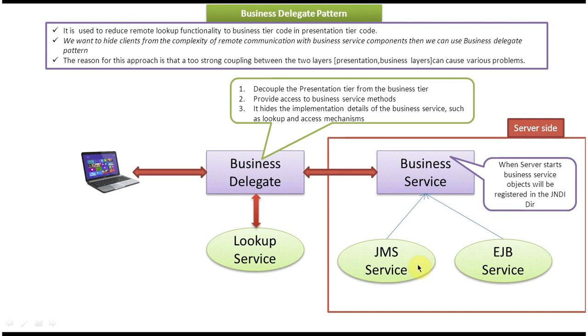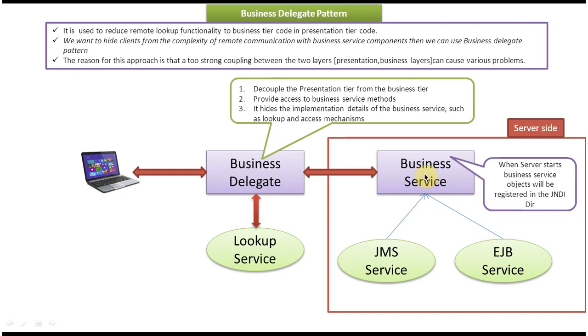And here on the left side you can see the client. The client can be a JSP, servlets, etc. In between this client and the business service there is another intermediate layer called the business delegate. Basically, this business delegate is used to decouple the presentation layer from the business service layer.